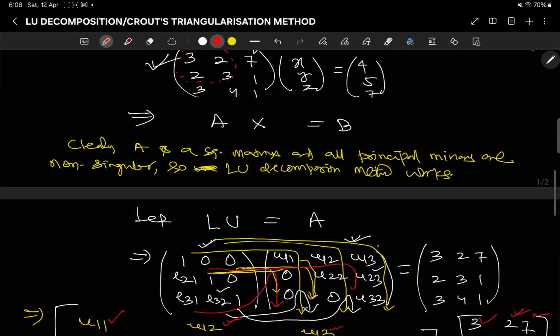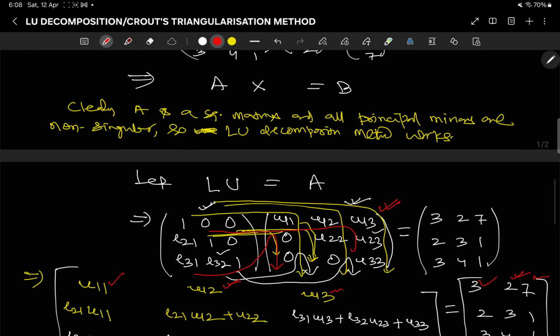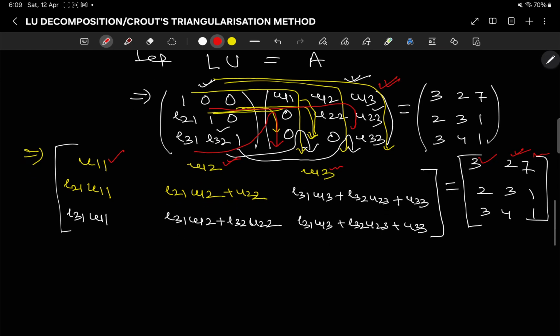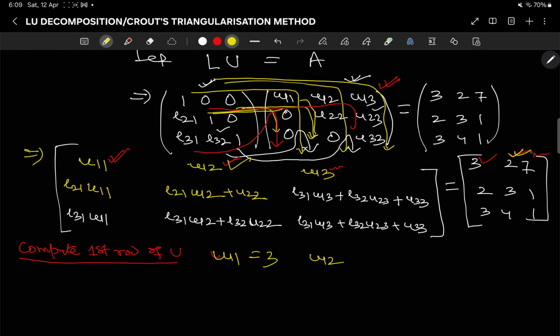So first I compare the first row to compute the first row of U. Systematically, I compute as follows. We compute the first row of U, for which we compare row 1 with row 1. So U11 is the same as 3, U12 is the same as 2, and U13 is the same as 7.